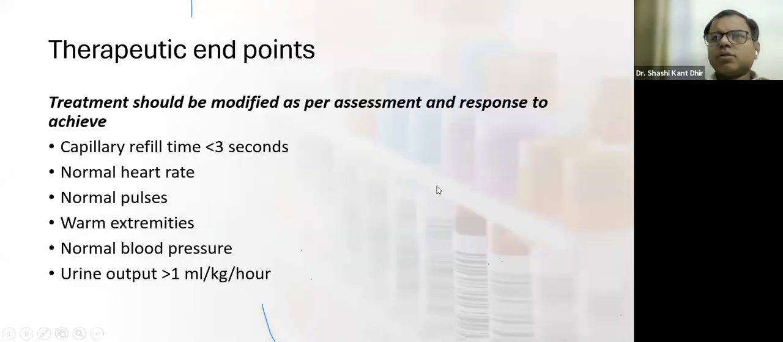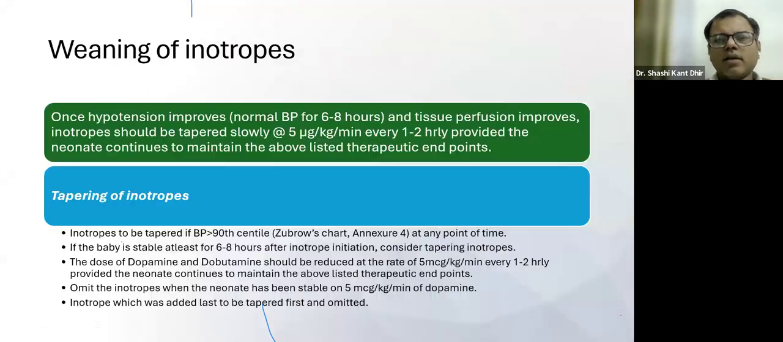So this is important. So what are the endpoints? As I've already told, normalizing heart rate or decreasing heart rate, but the bilkul terminal endpoint is normal heart rate. The baseline heart rate which the baby had, we should try to achieve that. Capillary refill time, which is less than 3 seconds. The pulses should be normal. The extremities should be warm to touch. The blood pressure should be normalized. Urine output should be more than 1 ml per kg per hour. So these are the therapeutic endpoints which we should try, right?